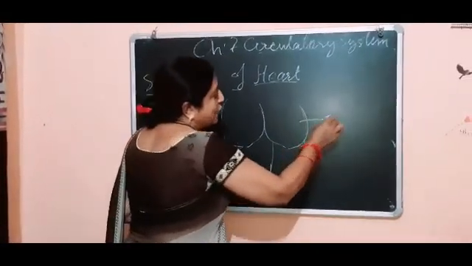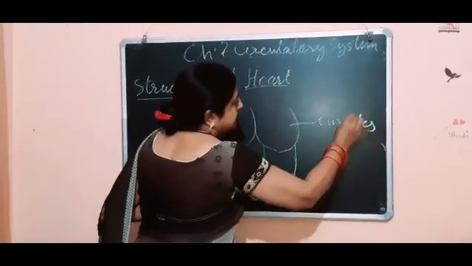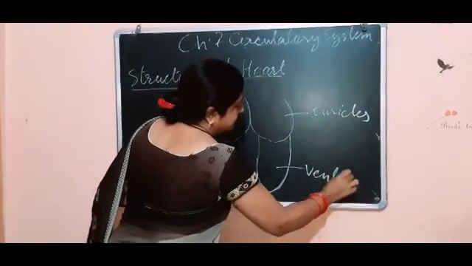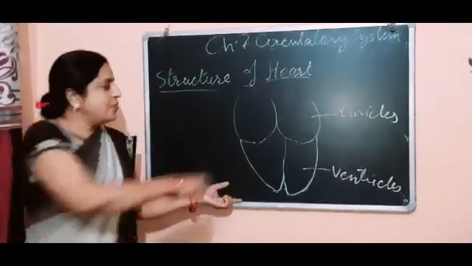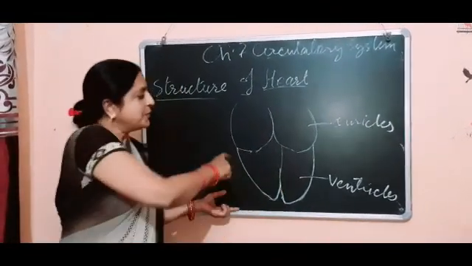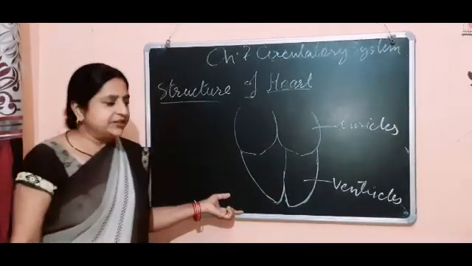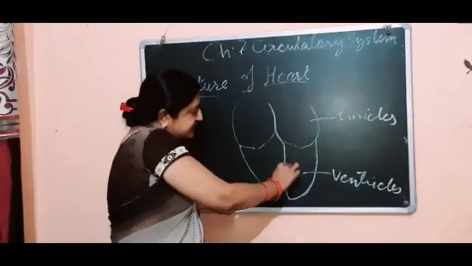These are the two auricles, and these are the ventricles. Two auricles and two ventricles. The two upper chambers are called auricles and the two lower chambers are called ventricles. And all these chambers are separated by a septum.